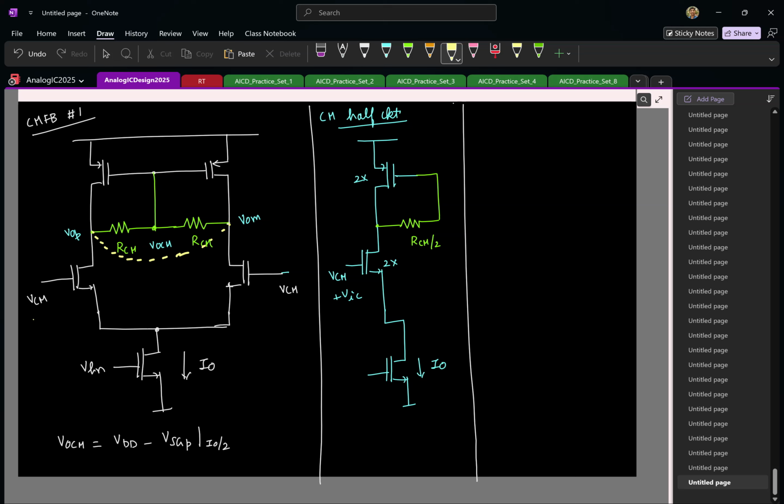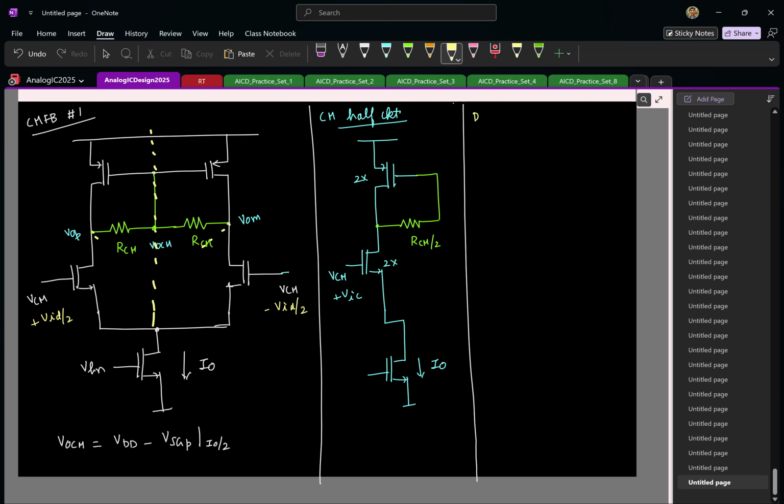So let me say that I have now a differential signal applied like this, minus VID by 2 and plus VID by 2 on both sides. Now how can I simplify the circuit for small signals? Yeah, the voltages along the line of symmetry will be 0, which means all of these nodes will be at small signal ground.